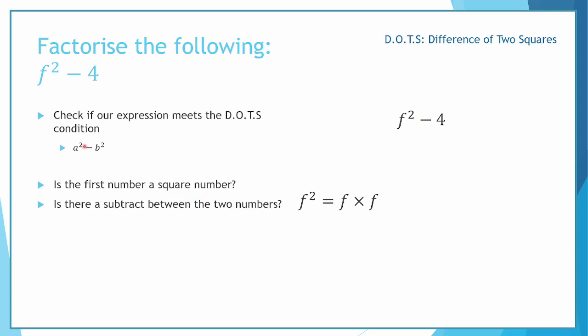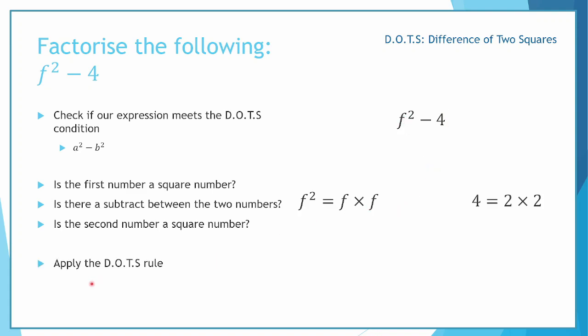Now we're going to check if there's a minus between the two. So we see there's a subtract or a minus here. So we have to check that that's present, which it is. And then we check if our second number is also a square number. So our second number is 4. So we're going to check if 4 is a square number. Of course it is, because 4 equals 2 times 2. And that's how we know that our original question meets the conditions for difference of two squares.